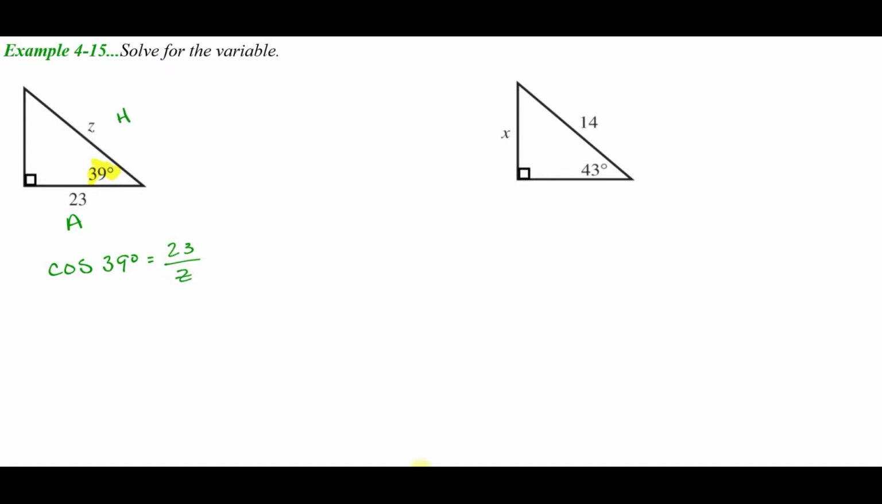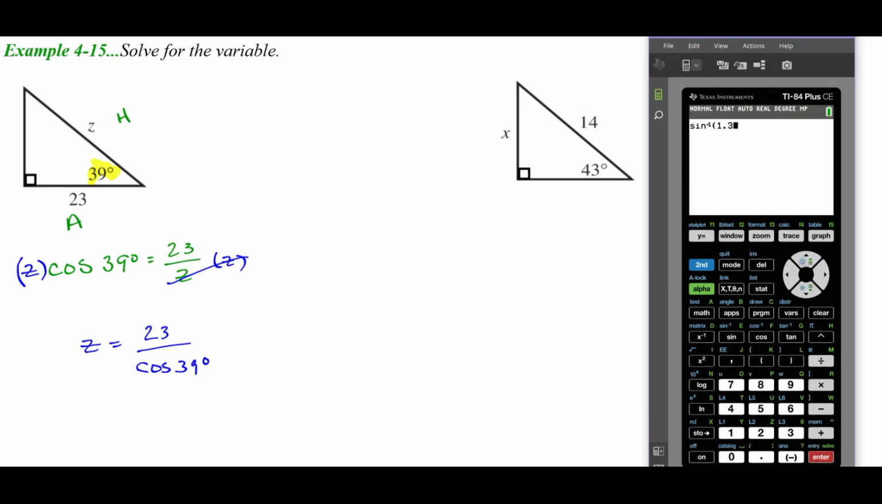So now again, we're going to do some algebra here. Multiply both sides by the denominator, which is the variable in this case, and then we're going to divide both sides by the cosine of 39. So z is 23 divided by cosine of 39 degrees. So then you can just go to your calculator and make sure that you're in degree mode. Once you have your calculator, check that you're in degree mode, and then we can just type in 23 divided by the cosine of 39. Let's just round to one decimal place, so we got 29.6.